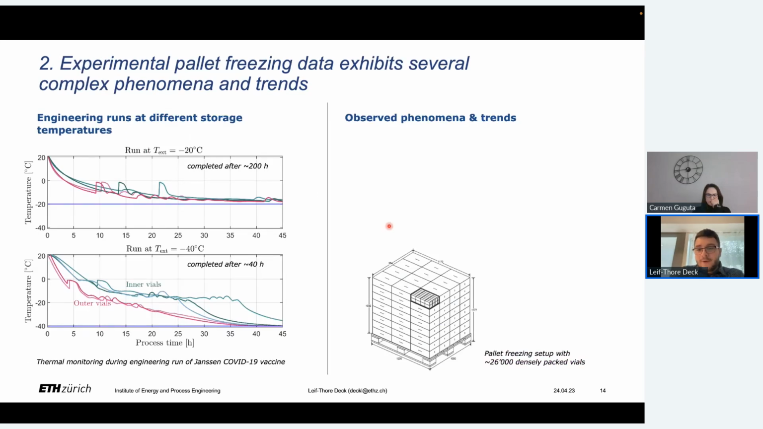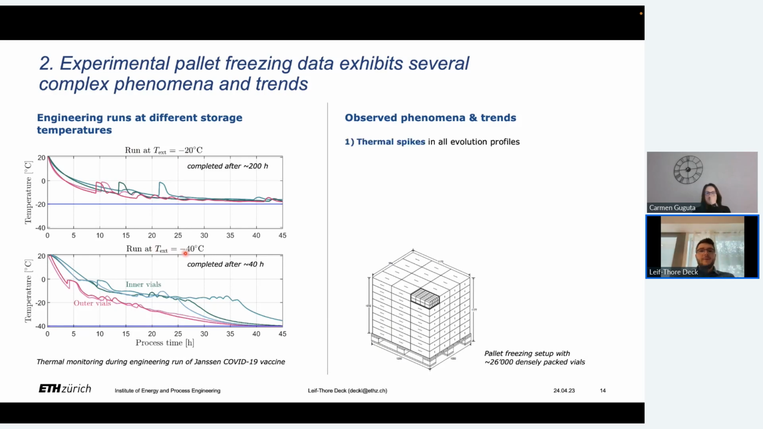So let's now look at such a pallet. And this is now our model system here shown. This is the setup that was used actually to freeze the COVID vaccine with about 26,000 vials densely packed together in this pallet. And here I show some experimental data actually from engineering runs, where a small number of thermocouples was inserted into vials distributed in this pallet. There are 2 runs now, one engineering run at -20 degrees and one engineering run at -40 degrees.